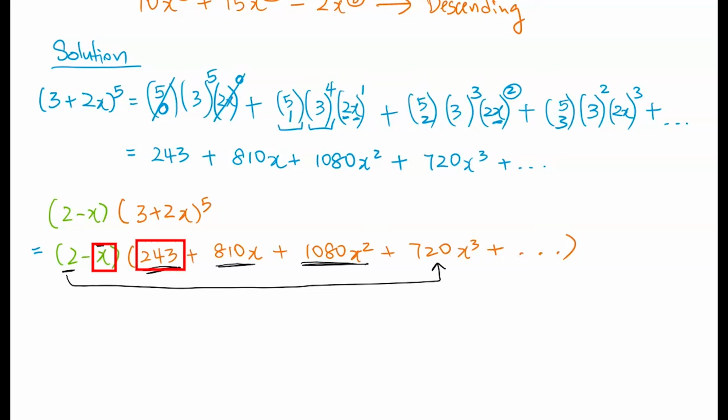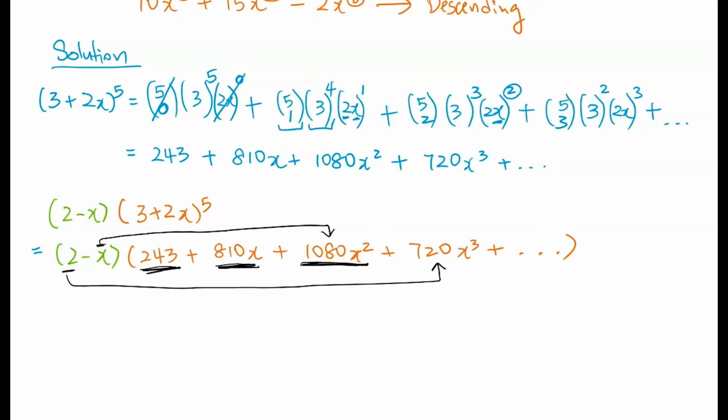Can x pair with 243? No, because I'm going to get an x term. Can I pair with 810x? Again, no, because I'm going to get an x squared term. Can I pair with 1080x squared? Aha! An x multiplied with 1080x squared gives me an x cubed term. So I can multiply this with 1080x squared.